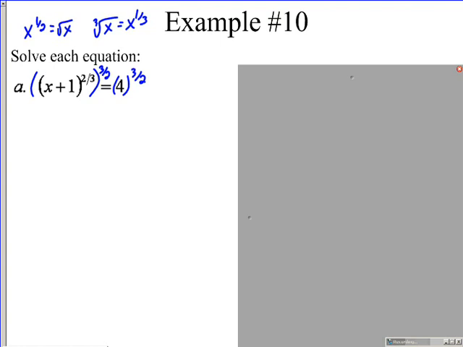Exponent raised to an exponent, we multiply exponents. Well, what's 2/3 times 3/2? The 3's cancel, the 2's cancel. We're just left with x plus 1 to the 1st power. Over here, plug that into your calculator. 4 raised to the 3/2 power is 8. Subtract the 1, and we're done. x is equal to 7.